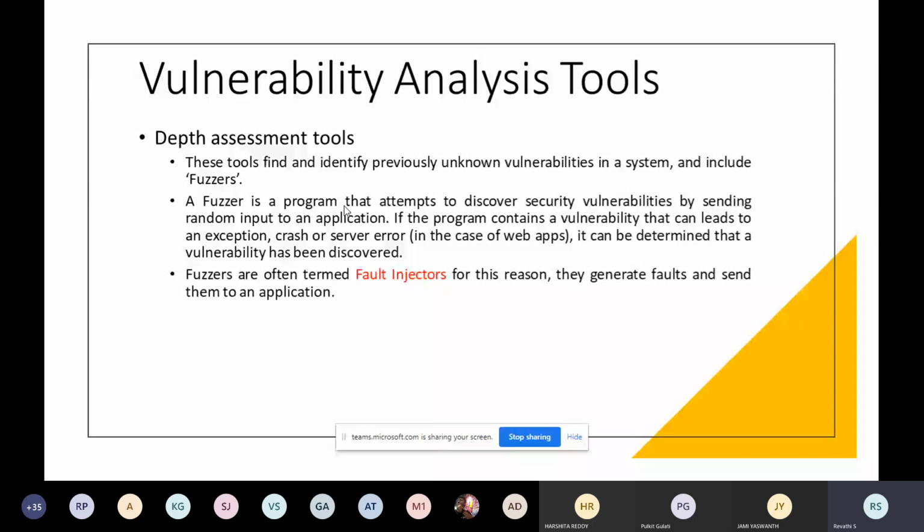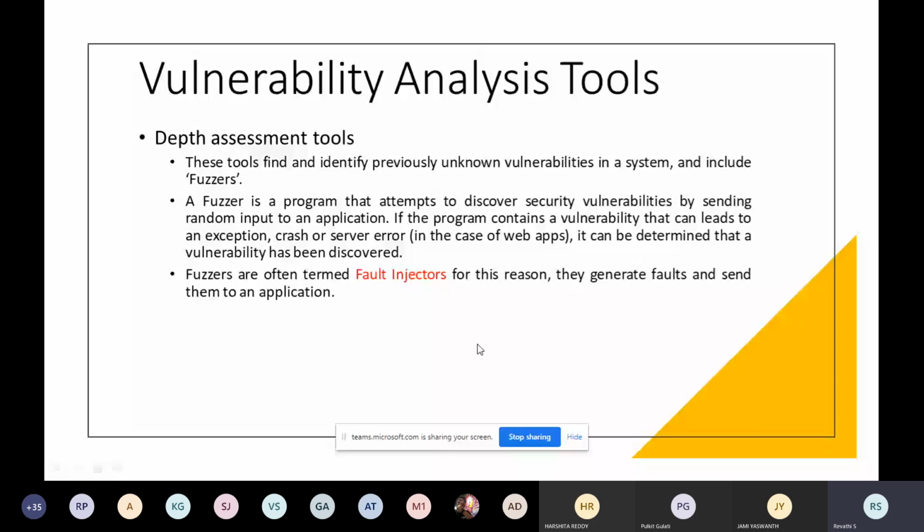To overcome that, it will jump to an exception handler and then give its report that yes, a vulnerability is present at this point. All these reports will be generated and given to the auditor, who will review them. This fuzzer is also called a fault injector for this reason.